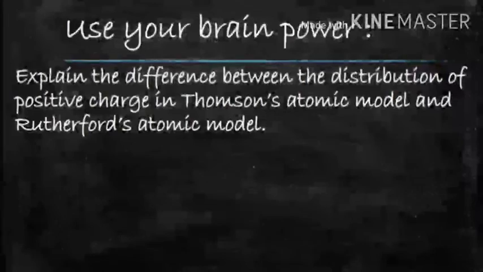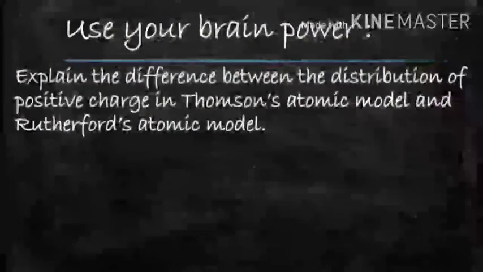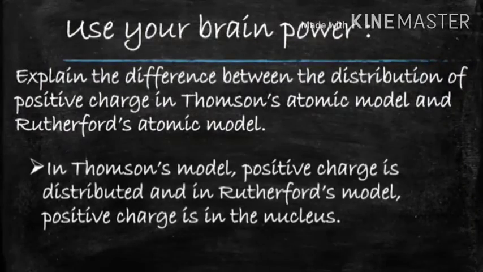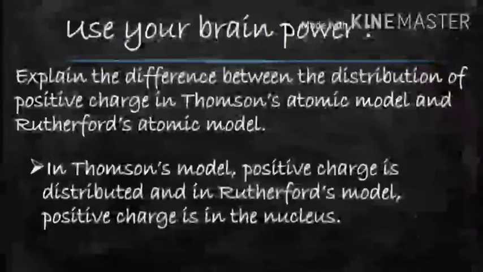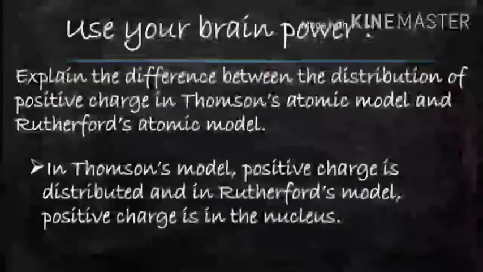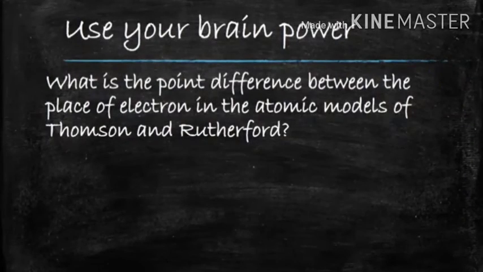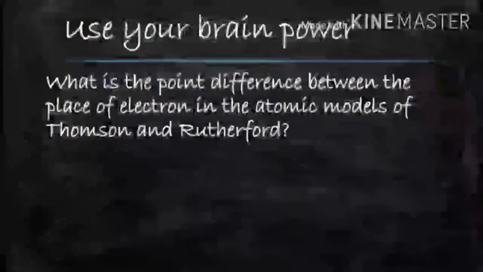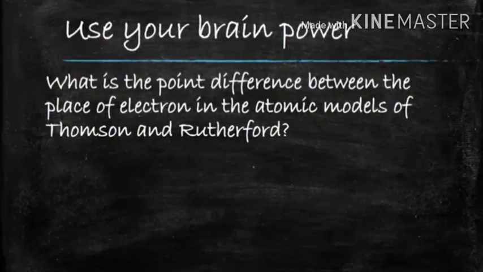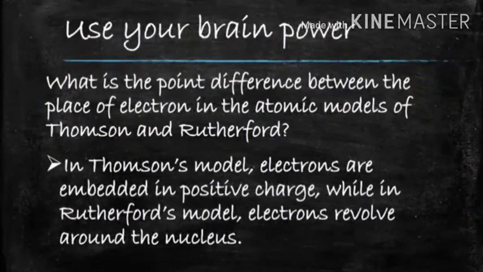Explain the difference between the distribution of positive charge in Thomson's atomic model and Rutherford's atomic model. In Thomson's model, positive charge is distributed, and in Rutherford's model, positive charge is in the nucleus. What is the difference between the place of electrons in the atomic models of Thomson and Rutherford? In Thomson's model, electrons are embedded in positive charge, while in Rutherford's model, electrons revolve around the nucleus.